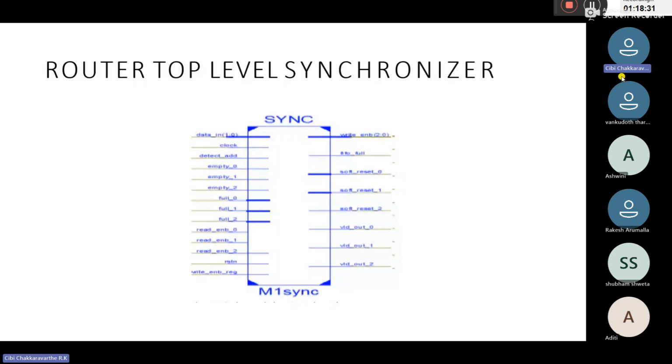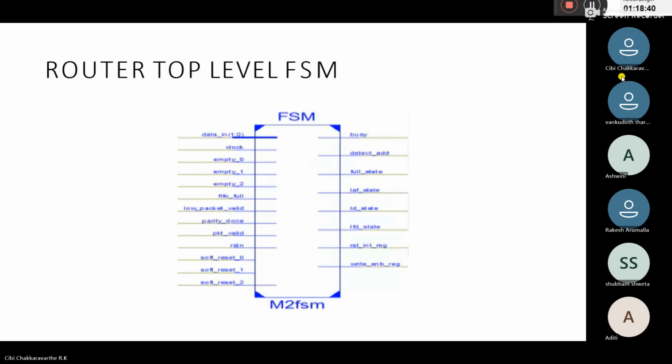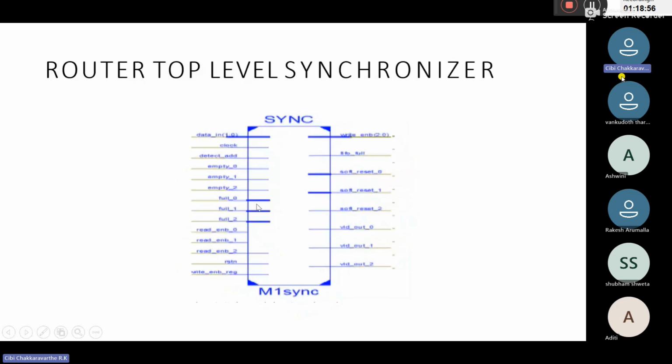See here, we have MT0, MT1, MT2. In the FSM, we have only one FIFO because it does not need that information. But here, the synchronizer needs the information: which of the FIFOs is full and which of the FIFOs is empty. The synchronizer needs all that information, and only then can it assert the next signal at the correct time.